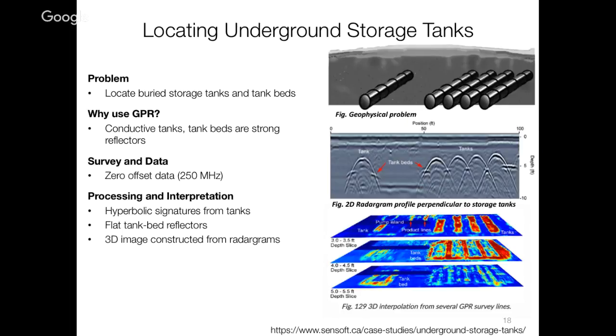Here is the example of underground storage tanks. You kind of saw that before. And you can do the processing so that you end up with kind of like a 3D radiogram. And then you can do horizontal images, sort of time slices or depth slices if it's converted to depth. And you can see the tanks, and then at some point you can see the tank beds.